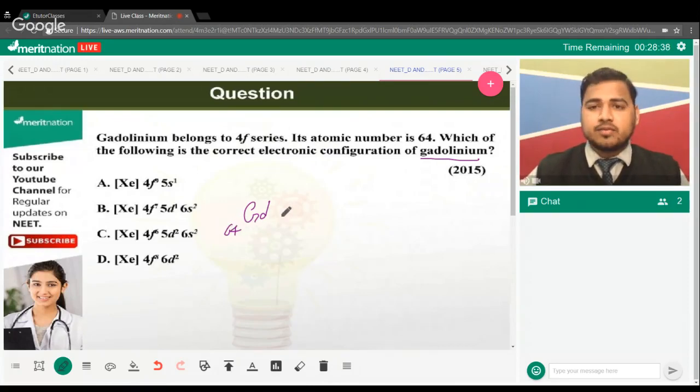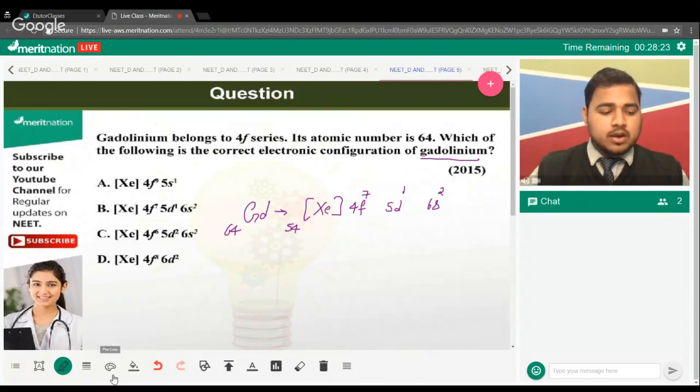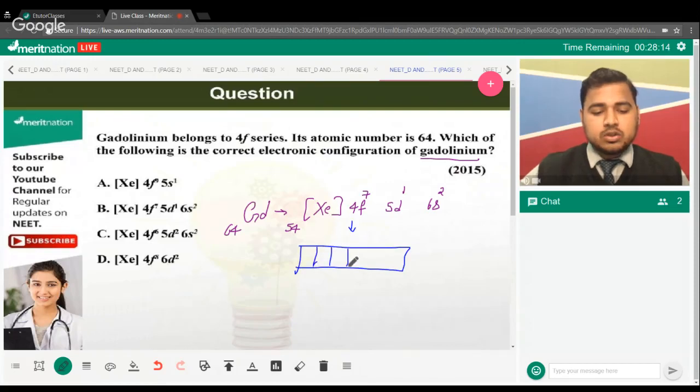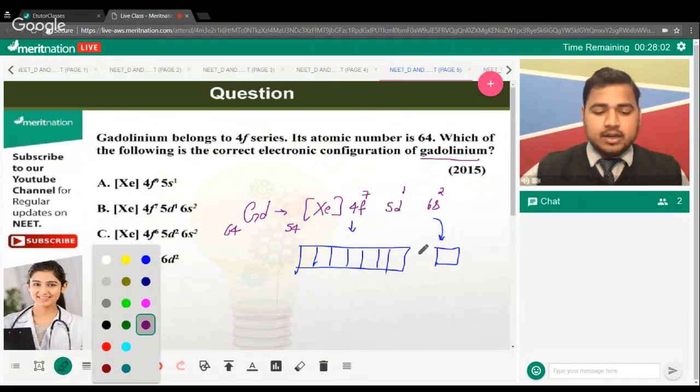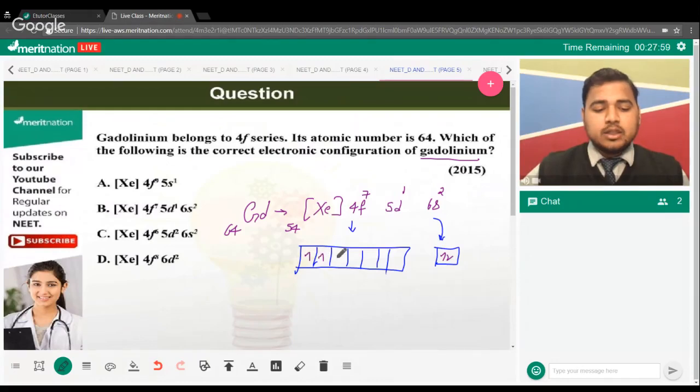I don't think you will take a lot of time. So this is xenon 54, and there is 4f, 5d, 6s: 6s2, 5d1 and 4f7. Why is there 5d1? Because 4f7 is half filled configuration, and half filled configuration is maximum stable. 1 2 3 4 5, 1 2 3 4 5 6 7, and this is the 5d1 and this is 6s2. So this is completely filled and this is half filled. That's why the one electron shifted in the d subshell, half filled configuration is more stable.